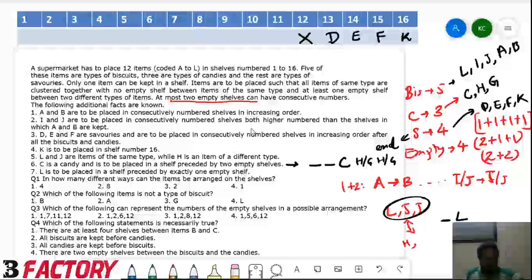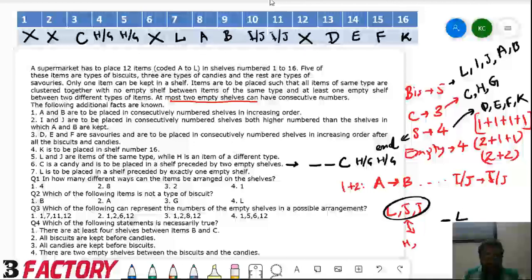Now we can find the order. Savories are at the end. Now among biscuits and candies, we don't know which is coming first. So we have two cases. I'll write one case when candies are coming first. So I'll write C, H or G, H or G, then we have an empty cell, then we'll have L, I. A and B are before I and J, so I'll write A followed by B. Between I and J, we don't have any sequence.